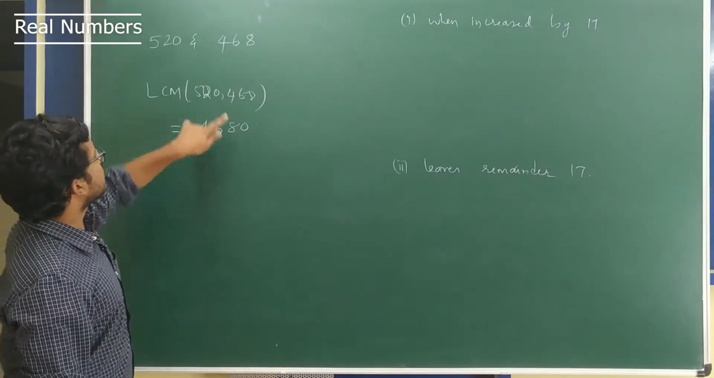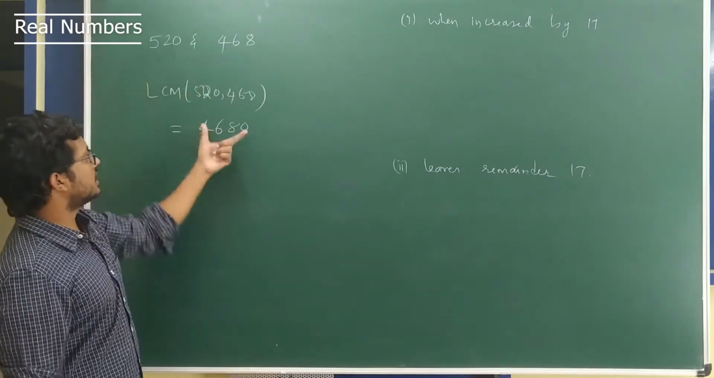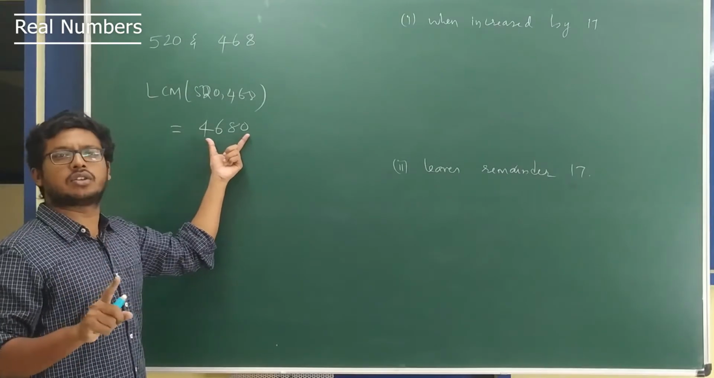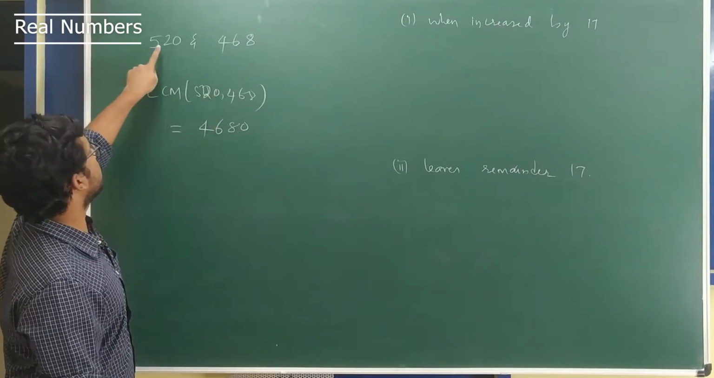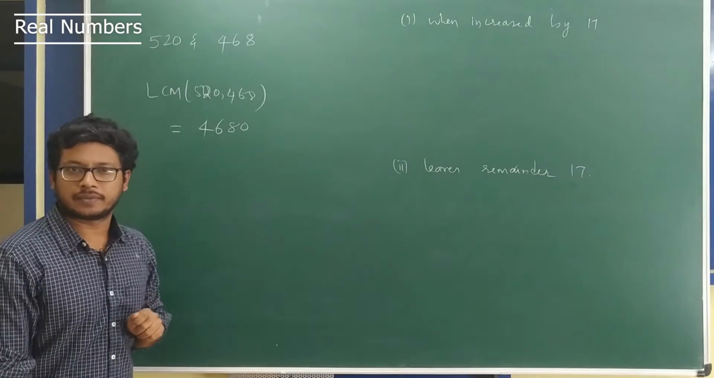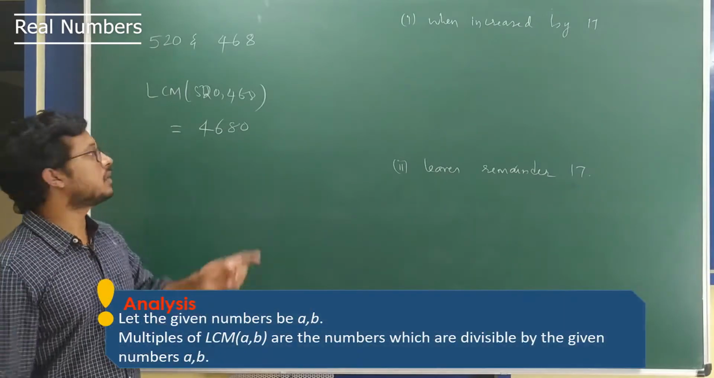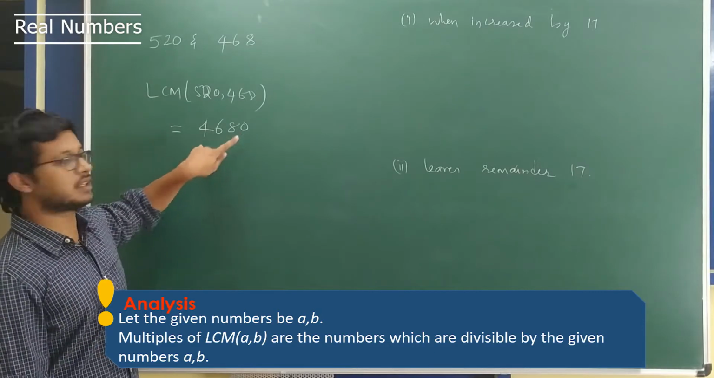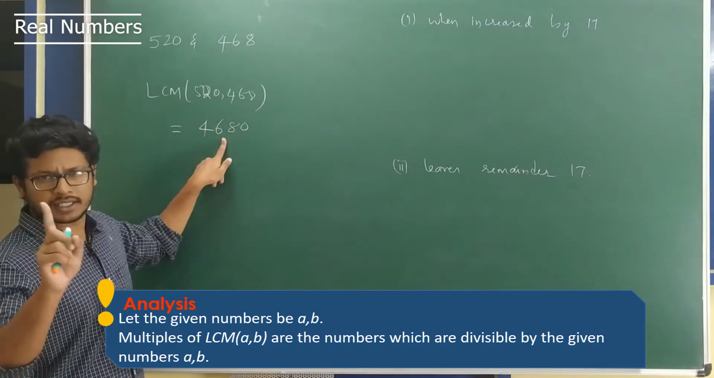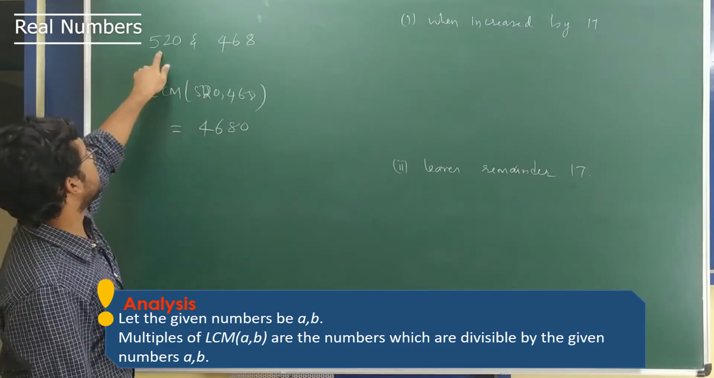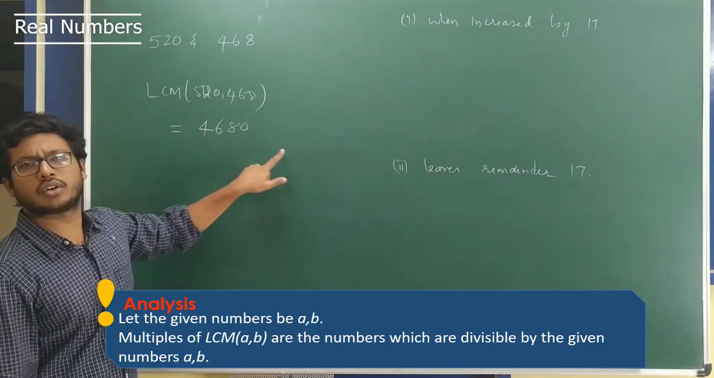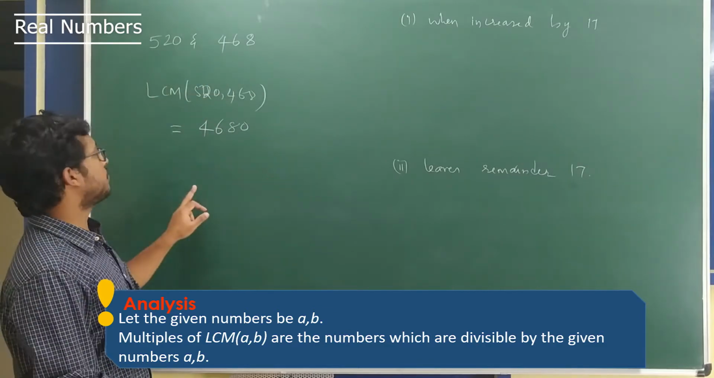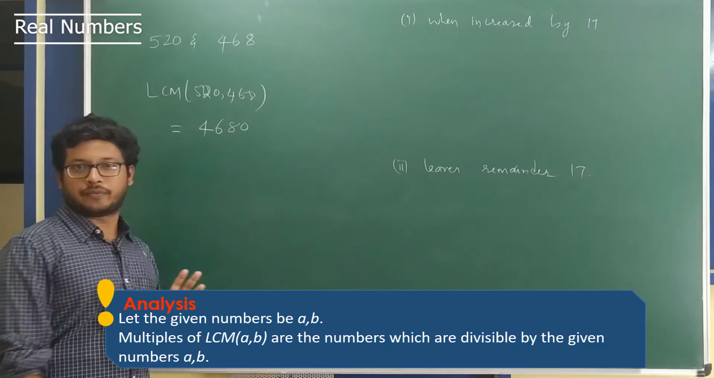What is the next number that is divisible by both of these two? This is the first number. 4680 is the first number that is divisible by 520 and 468. The next numbers that will be divisible by 520 and 468 are multiples of this one. So 4680 into 1 is the first number. The second number divisible by both is 4680 into 2. The third number will be 4680 into 3 and so on.